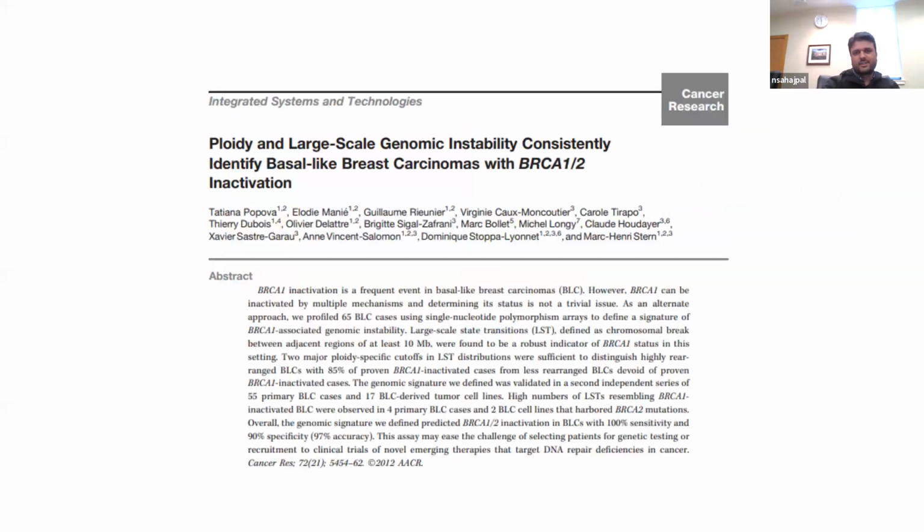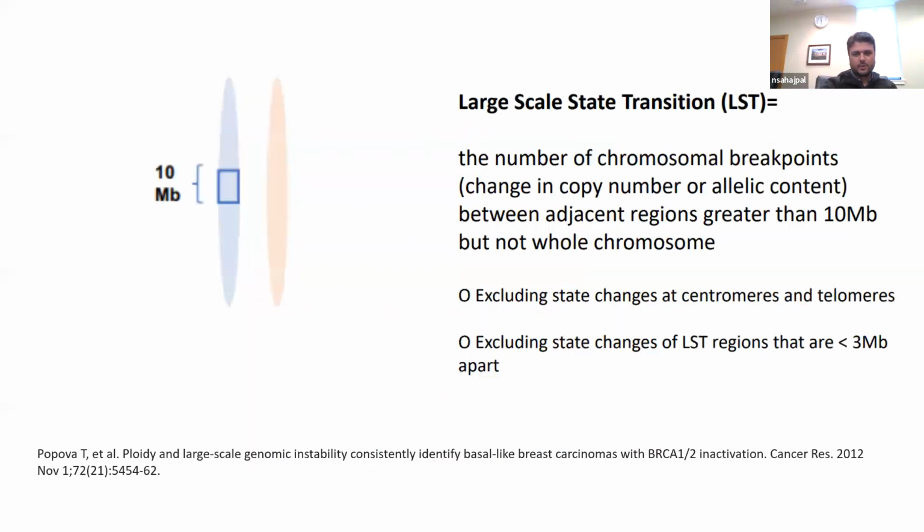And the last scar that was identified in the same year was large-scale transition, where the large-scale transition was defined as chromosomal breaks that happen in the genome due to events that are 10 MB or larger. So these can be copy number gains, losses, or LOH. And there are certain additional rules which we can talk about in a moment.